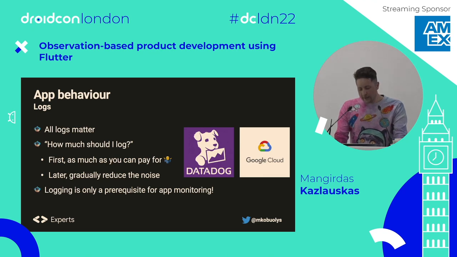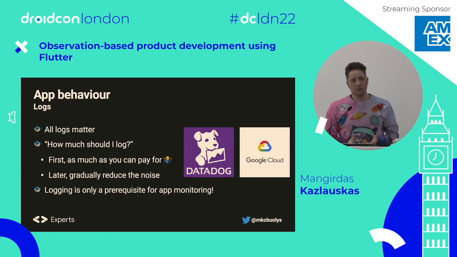And then there's a question: how much should I log? My answer to this is basically log everything by default, or at least as much as you can pay for. And yeah, especially when launching a new product, you will probably have no idea, or you won't be quite sure how your app will perform in public.